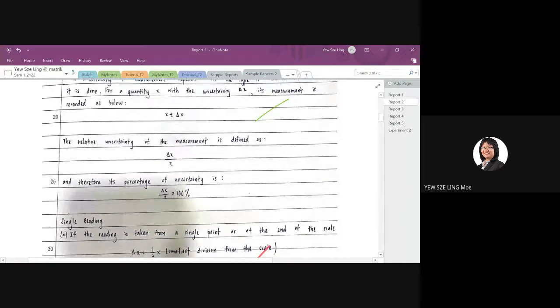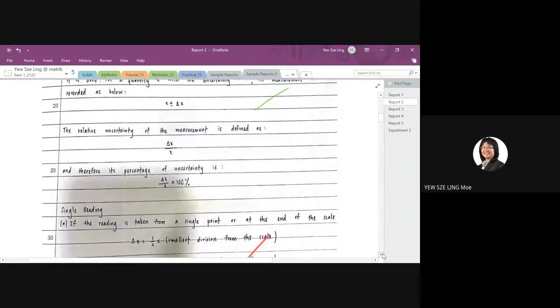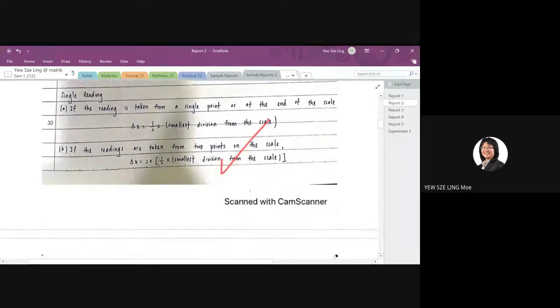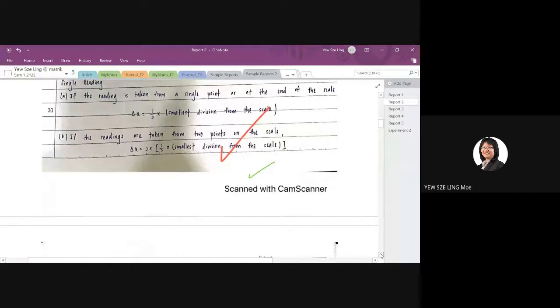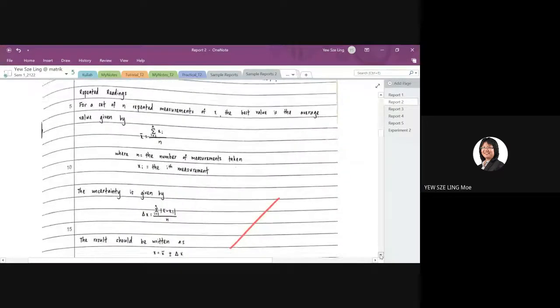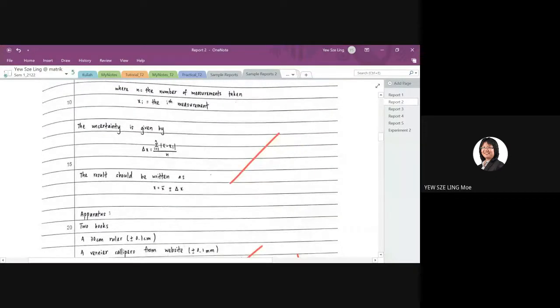Why? Because all the equations that we're going to use, they put in the theory, including experiment 2. In experiment 2, there are equations that we will use in our calculation, and they are in the theory. So if you don't write the theory down, then how do people know which equations to use? Which equations did you use to calculate your final answer?